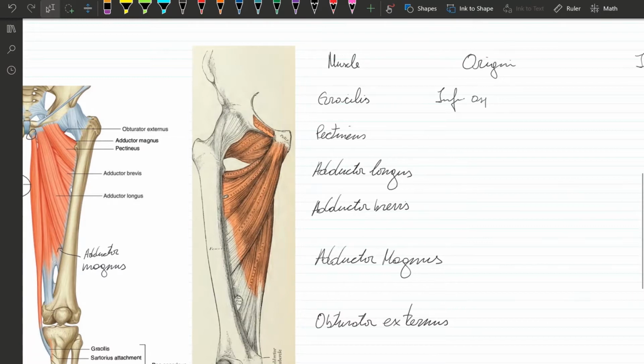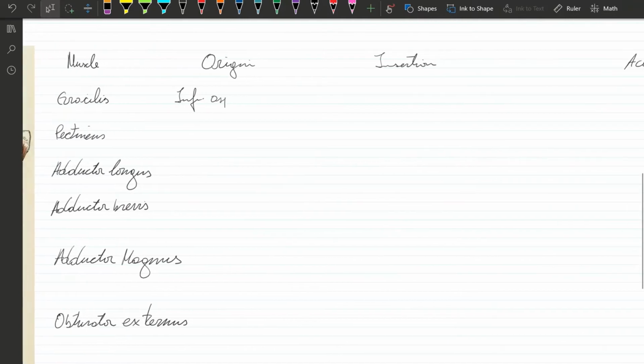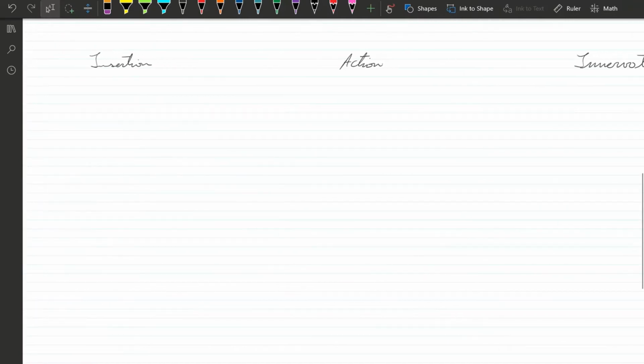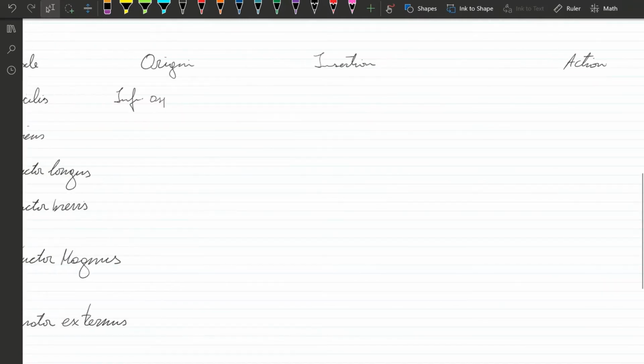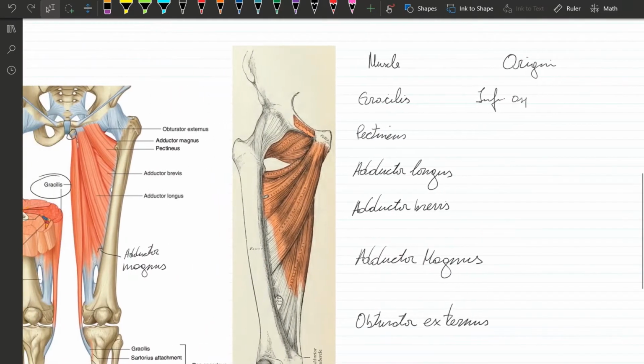In this video I'm going to be talking about the medial compartment of the thigh muscles, which are comprised of the Gracilis, pectineus, Adductor Longus, Adductor Brevis, Adductor Magnus, and Obturator externus. I'm going to be discussing their origin, insertion, action, and innervation. And let's get started with the Gracilis muscle.